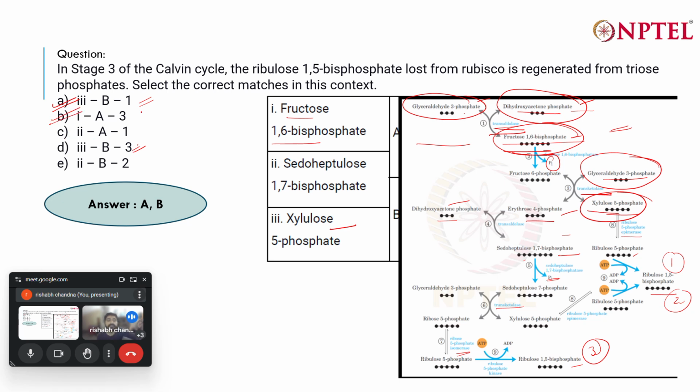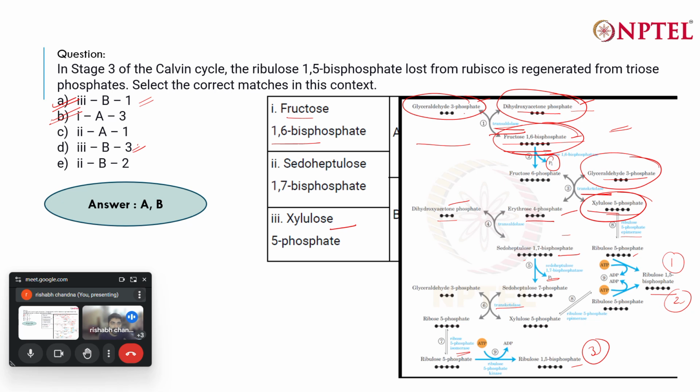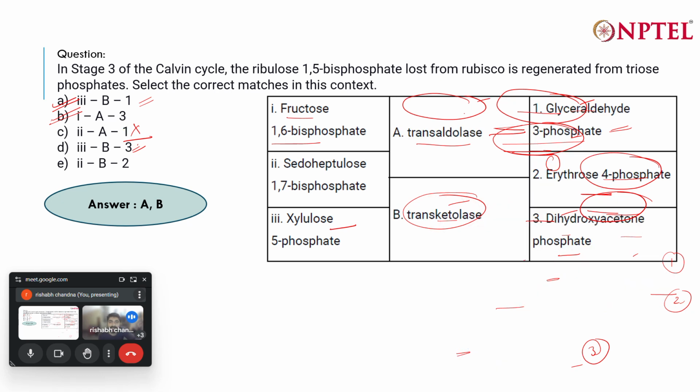Okay, then we have 2A and 1, that is sedoheptulose 1,7 bisphosphate, trans-aldolase, and glyceraldehyde 3 phosphate. So instead of glyceraldehyde 3 phosphate, it must be dihydroxyacetone phosphate. Okay, so that's why option C is false. Then 3B and C, that is xylulose 5 phosphate, transketolase, and dihydroxyacetone phosphate. No, this would be glyceraldehyde 3 phosphate like A, so this is also false.